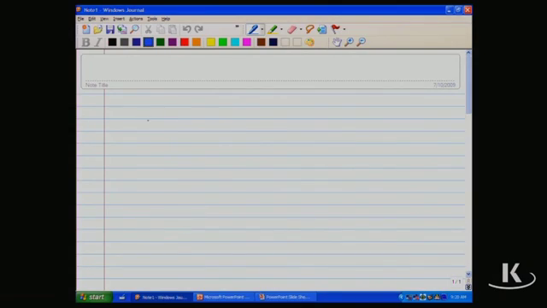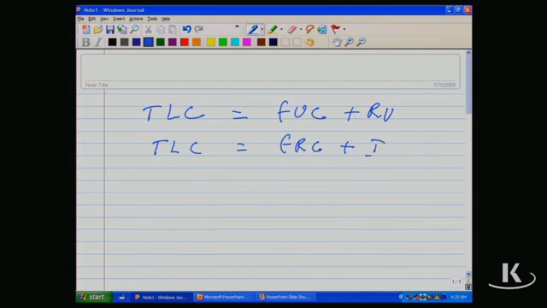Having said this now, we can put some mathematical relationships together. We can say, for example, that total lung volume or total lung capacity is equal to FVC plus residual volume. Now, that's a relationship worth remembering. We can also say that total lung capacity is equal to FRC plus inspiratory capacity.